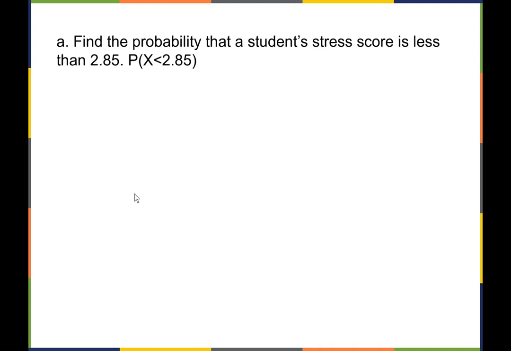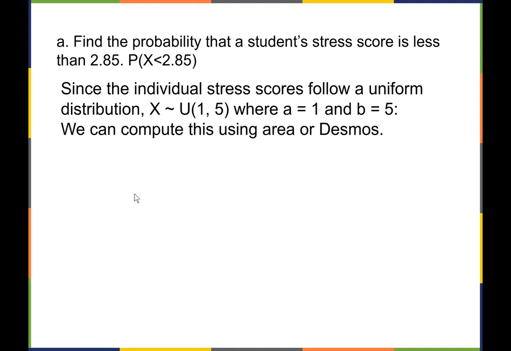So we want to find the probability that x is less than 2.85 for the random variable x. Remember, it told us that the individual stress scores followed a uniform distribution where the lowest value is 1 and the highest value is 5. So x is distributed uniform 1, 5. Now, when we computed these probabilities in section 6.1, we used area to fill in and compute the area.